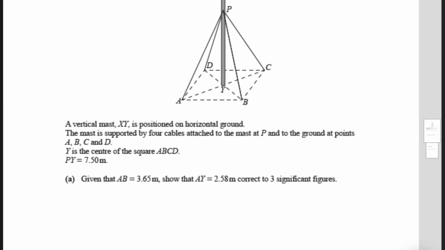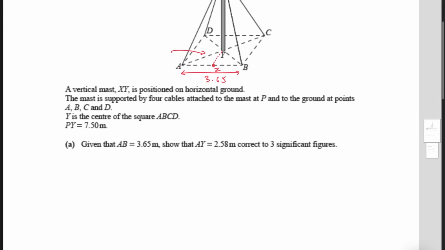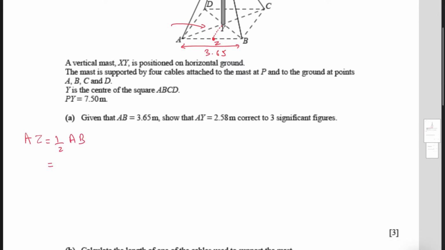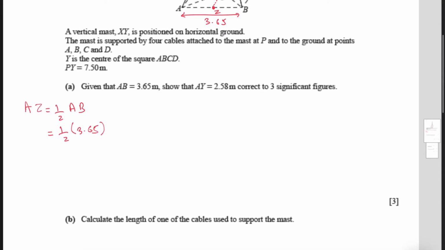They've told us that this length over here is 3.65 and they've asked us to find this length right here. If we say that this is the midpoint of AB called Z, and if we find the length of ZY and AZ, we can use the Pythagoras Theorem to find the length of AY. So let's do that. First, let's find the length of AZ. AZ is half of AB. So that means you multiply half by 3.65 to find the length of AZ.